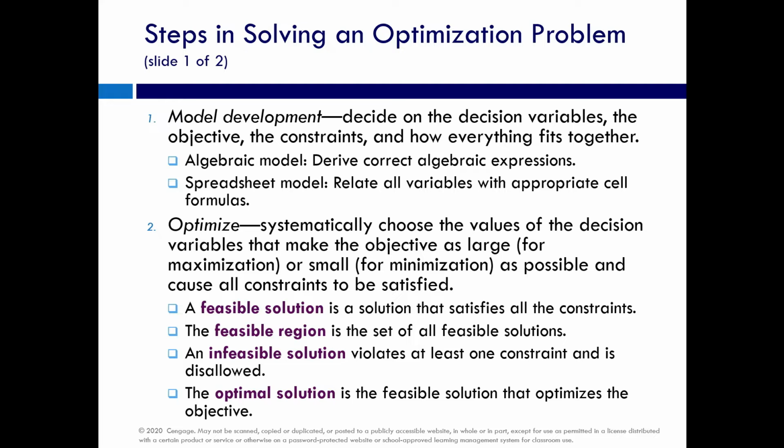A feasible solution is a solution that satisfies all constraints. The feasible region is the set of feasible solutions. An infeasible solution violates at least one constraint and is disallowed. The optimal solution is the feasible solution that optimizes the objective.